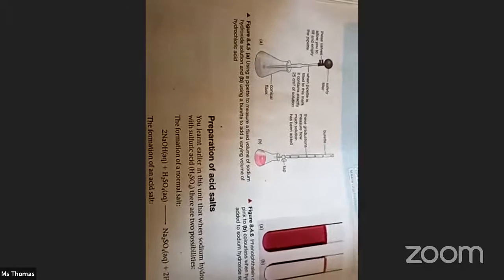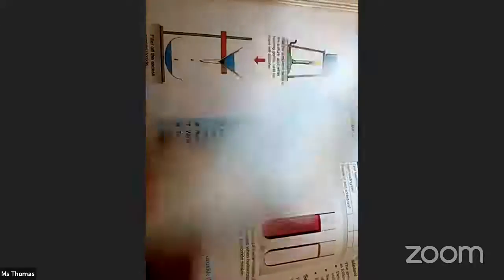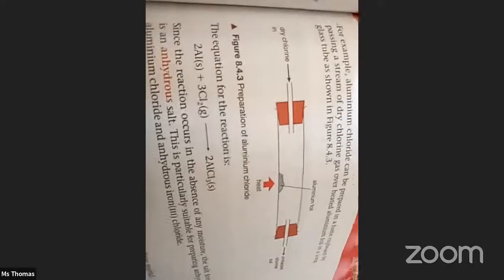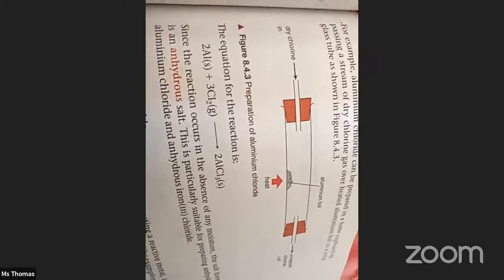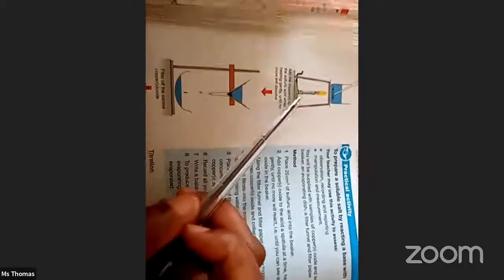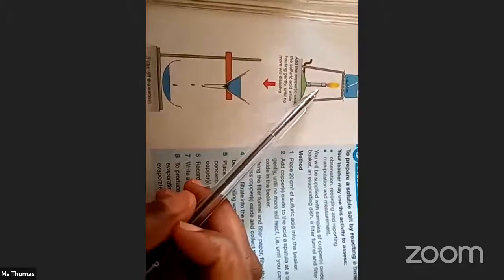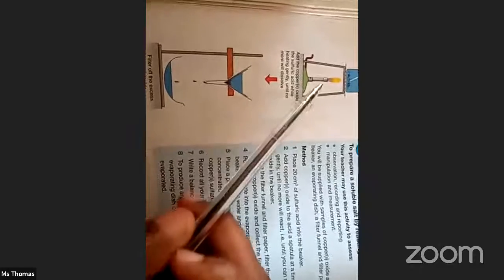All right? So let us just review what we've done so far. We've spoken about three methods. The first is direct combination. You use this when you want to produce an anhydrous salt. The second way is to react with an acid. What are you reacting with an acid? You're reacting a metal, an insoluble carbonate, or an insoluble base. And can you just use any metal? No, miss. You can only use metals that are low on the reactivity series.